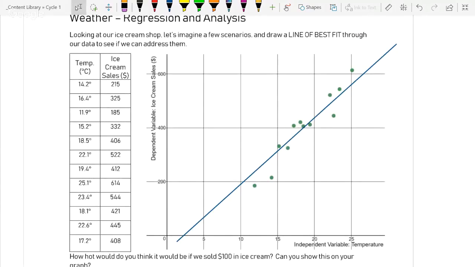Once I have a line like this, what can I do with it? Why, other than just giving teachers something to do, do we say, hey, put a line through your points? What might be the reason for that? What do you think?